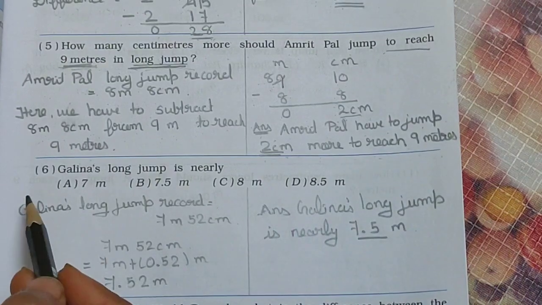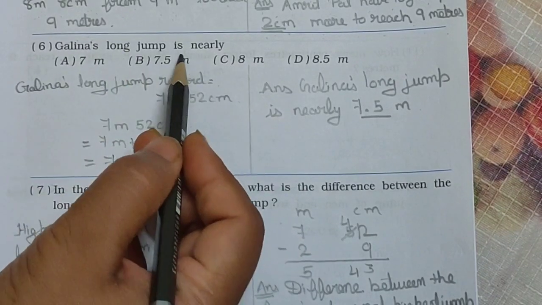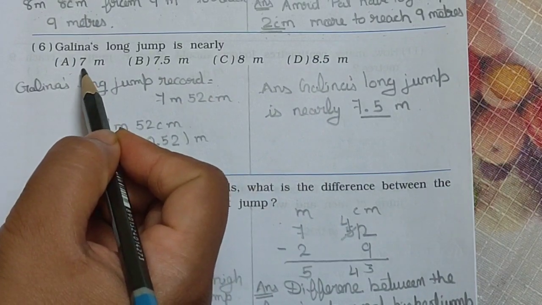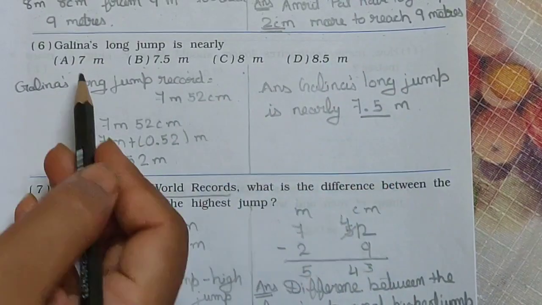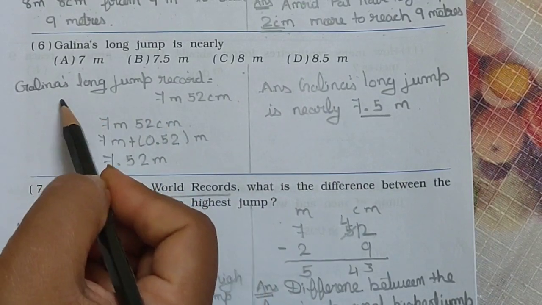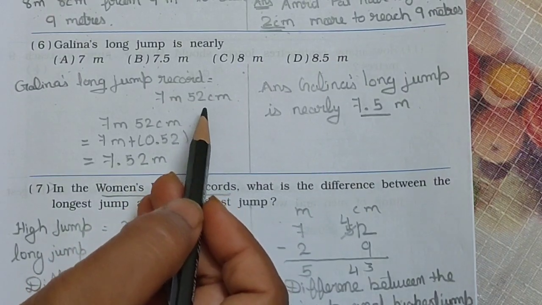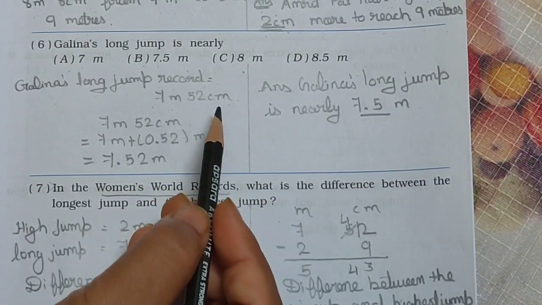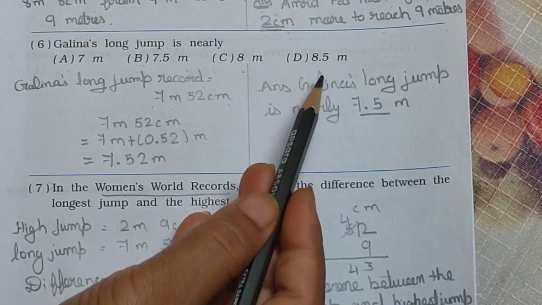Okay, now see the sixth one. Galina's long jump is nearly, here the correct options are given: 7 meter, 7.5 meter, 8 meter or 8.5 meter. See, Galina's long jump in the given table is 7 meter 52 centimeters. It's already given in the table. So it is nearly which one? 7 meter, 7.5 meter, 8 meter, or 8.5 meter.